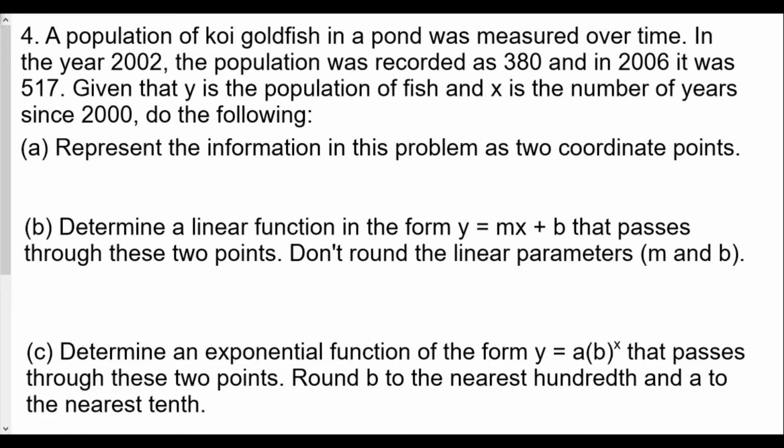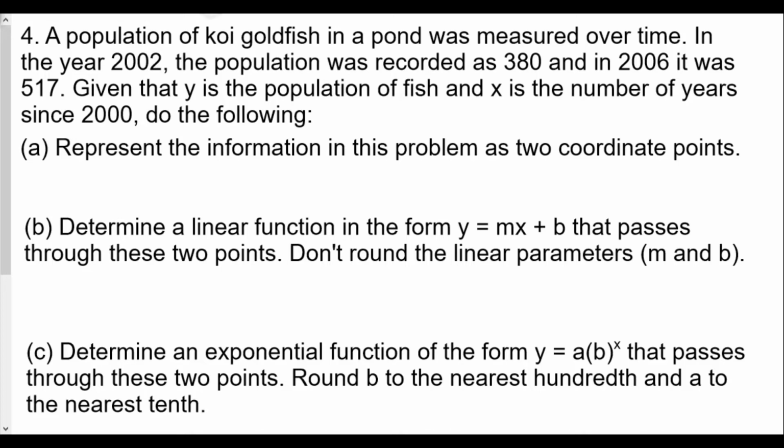And so with number 4, a population of koi goldfish in a pond was measured over time. In the year 2002, the population was recorded as 380. And in 2006, it was 517. Given that y is the population of fish, and x is the number of years since 2000, do the following. A, represent the information in this problem as 2 coordinate points.